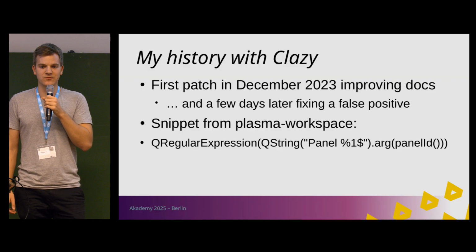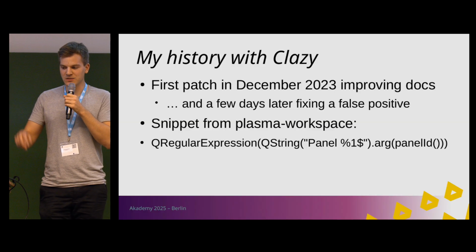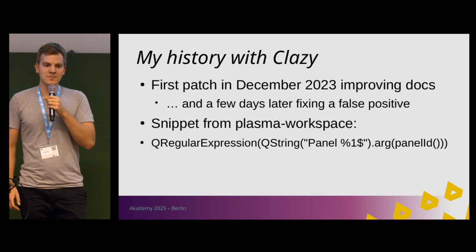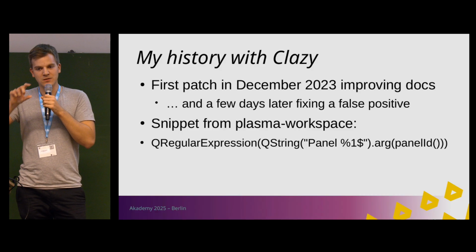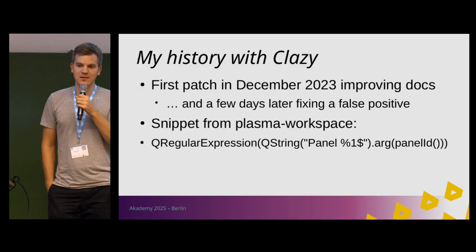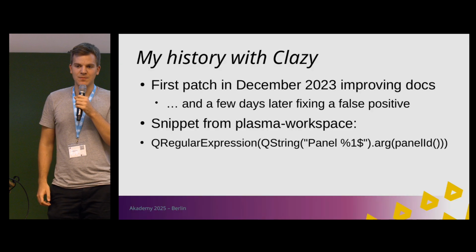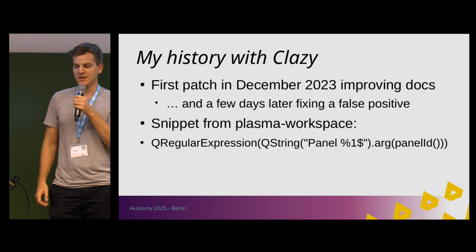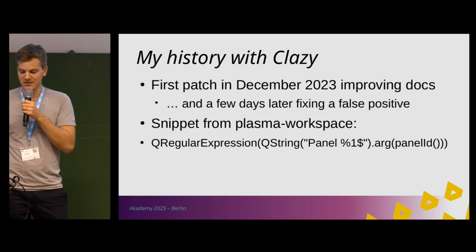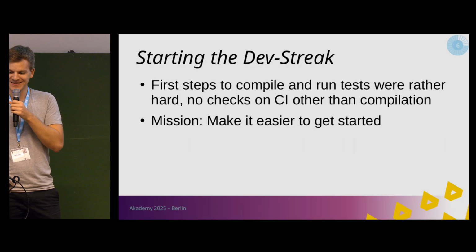And you can see a snippet from Plasma Workspace here. There is a string literal, like this panel, and then the placeholder and the dollar. After that, we used the .arg method to put the panel ID in there. And Clazy mistakenly thought that the whole parameter for the regular expression was a literal, but it's of course subject to change if we call this with a different panel ID. So there it had a false positive, which actually caused a little bug.